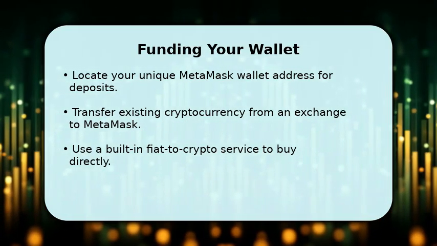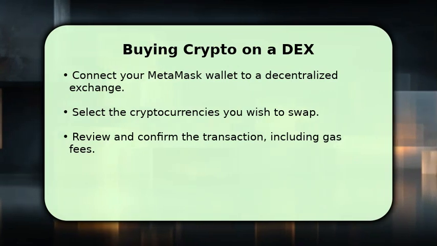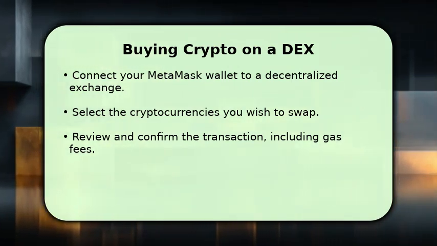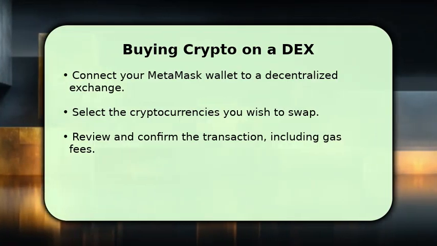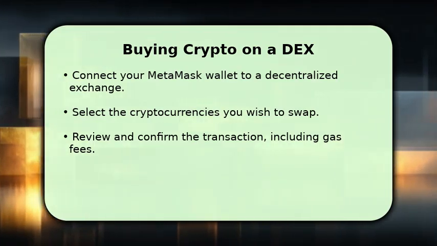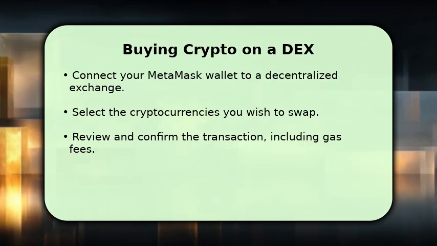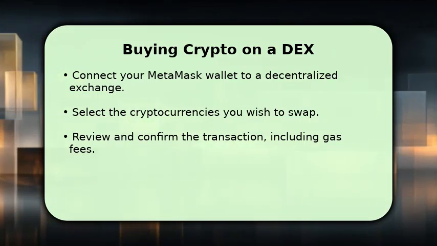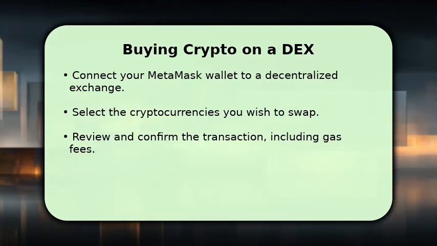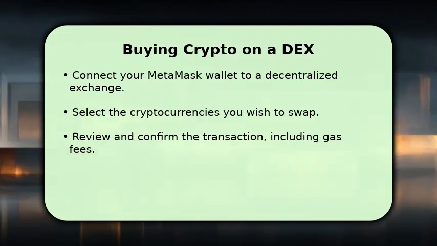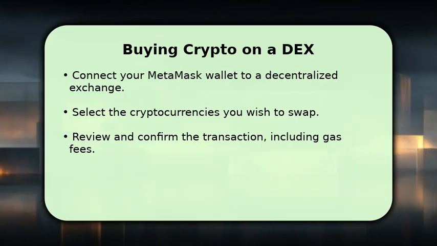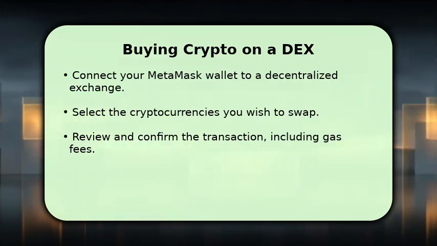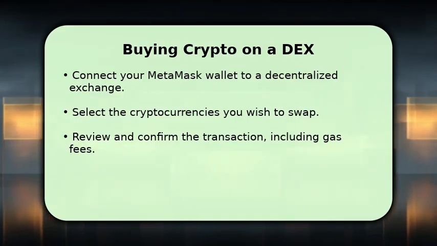With funds in your MetaMask, you can now buy other cryptocurrencies using a decentralized exchange, or DEX. Navigate to a DEX like Uniswap or SushiSwap and connect your MetaMask wallet. Choose the token you want to swap from and the token you wish to receive. The DEX will show you the exchange rate and estimated gas fees. Always review these details carefully before confirming your transaction in MetaMask.